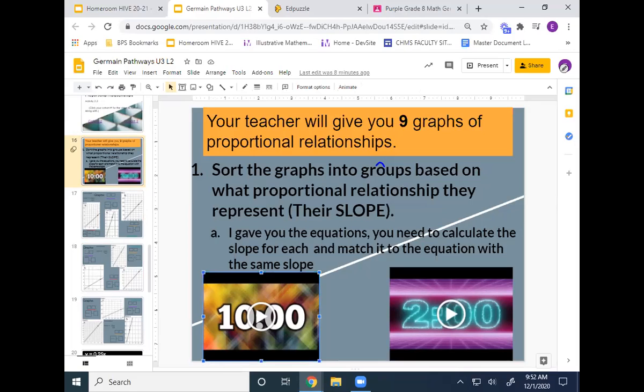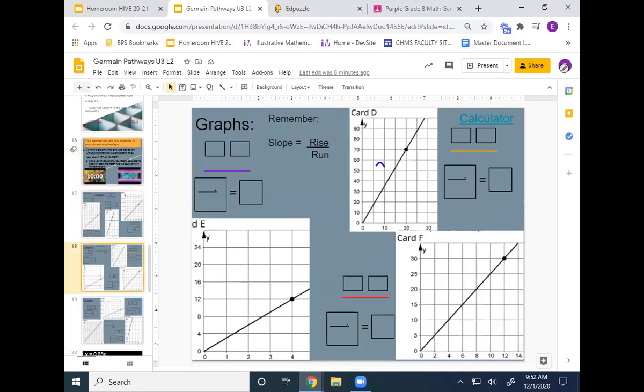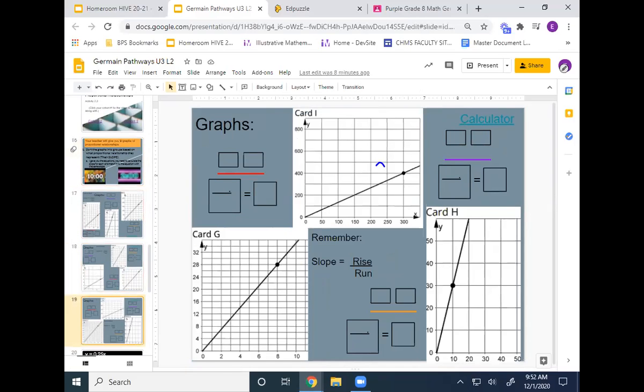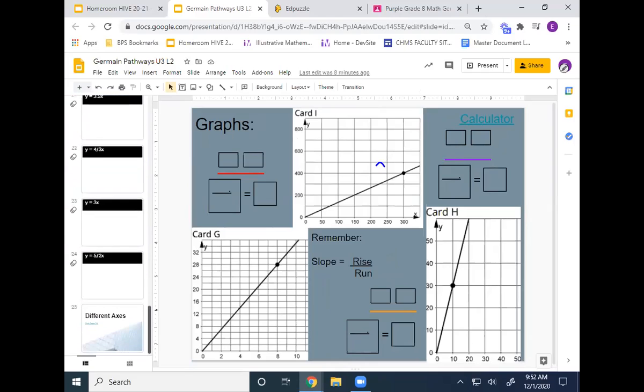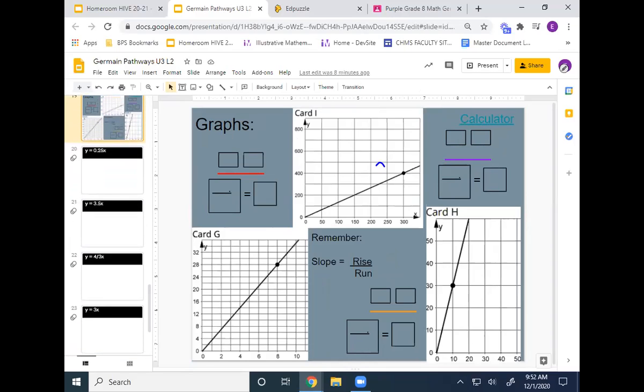Yes, so what you're doing for afternoon work this evening, it's not homework. It's gonna be 16, 17, 18, 19, and then the exit slip on 25, okay? The slides 20 through 24, you're sorting the graphs afterward.